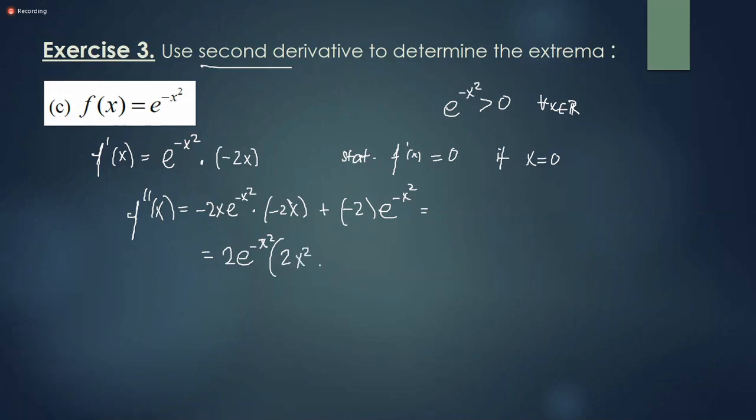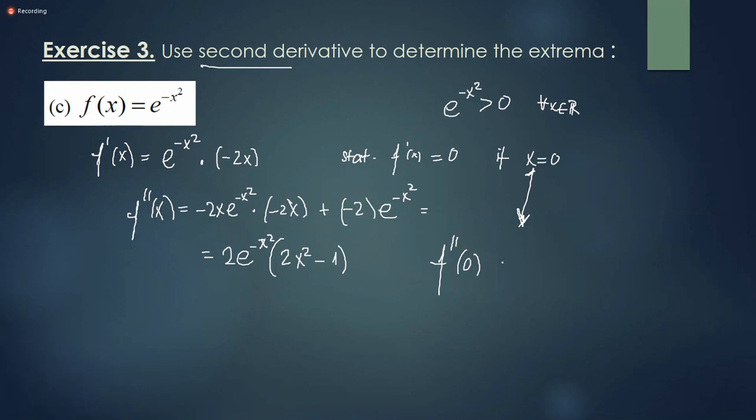So we have 2x squared minus 1. If I bring out 2e to the power x minus x squared, we have 2x squared minus 1 inside the parentheses. That's so that it's easier to evaluate the second derivative. Now, the second derivative at 0, we are using the second derivative test.